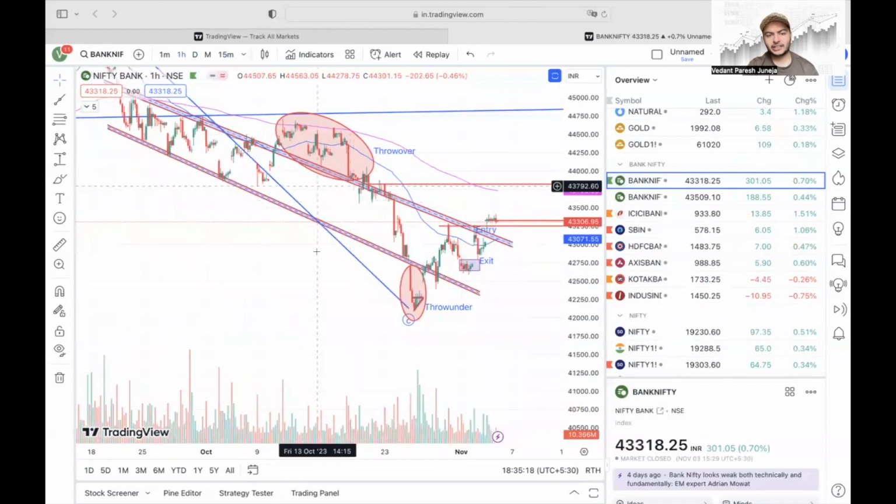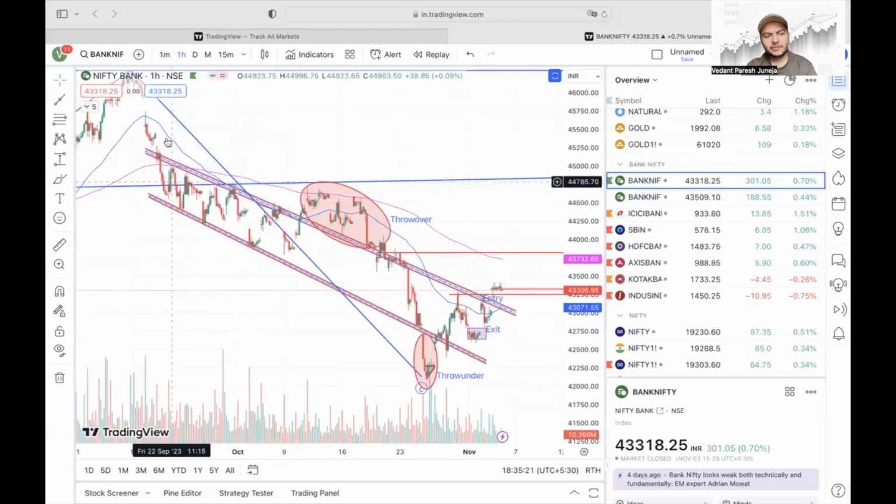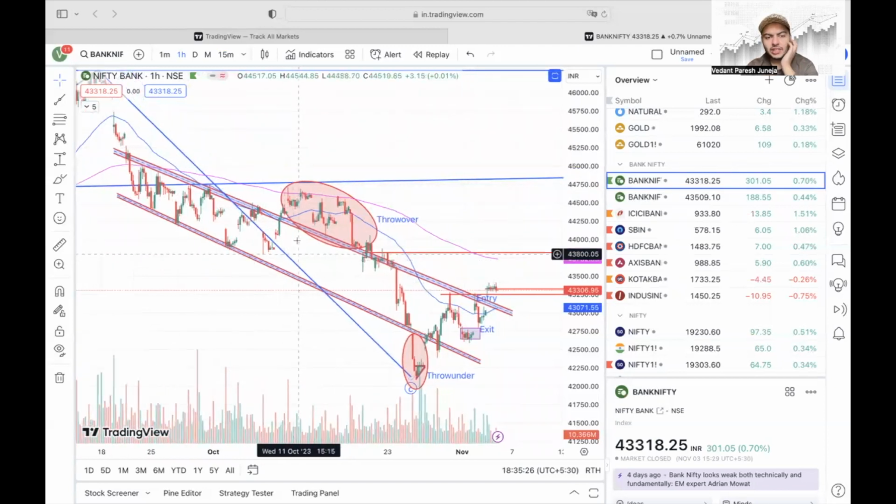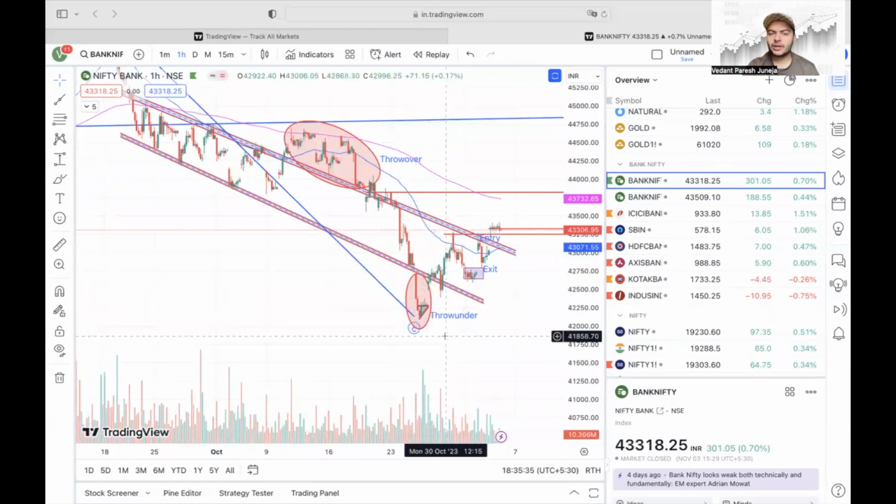So again, Bank Nifty has been trading in a channel like I've shown in the previous videos as well. There was some kind of a throw over here. Throw over simply means that all the bulls were trapped, and then there was some kind of a throw under. Usually when there is a throw over, there is also a throw under. If you watch charts a lot, you will have this observation: usually when you have throw overs, you will have throw unders.